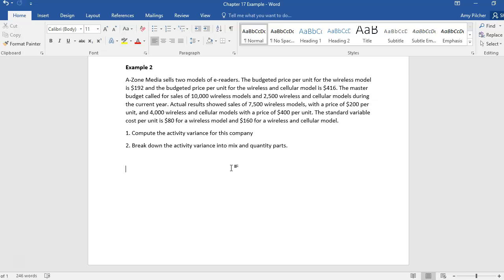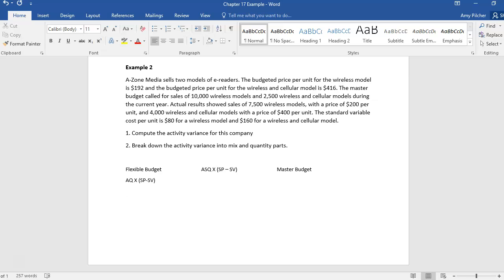So we're going to have our flexible budget and then our actual sales quantity times the difference between our standard price and the sales volume. Then we're going to look at the master budget amount. So with our flexible budget, we have the actual quantity times standard price, with our master budget.